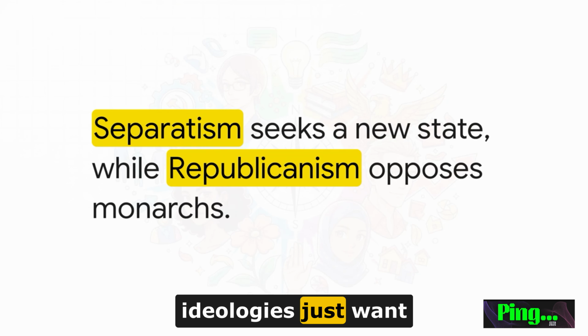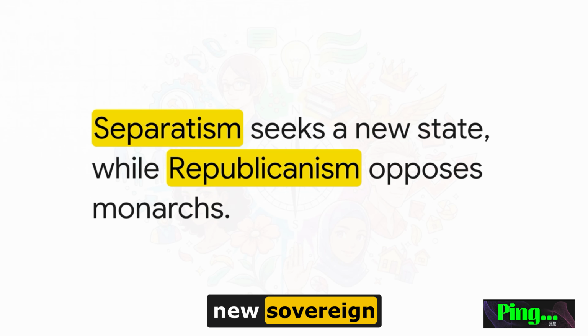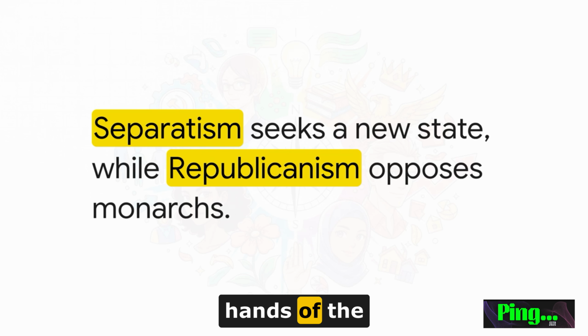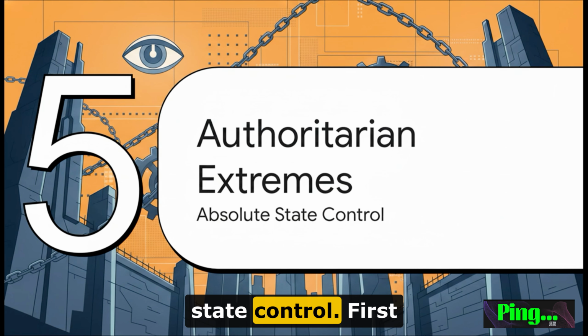Some ideologies just want to break things apart, though. Separatism aims to carve out a brand new sovereign nation right from an existing one. Meanwhile, republicanism specifically targets the crown, demanding an end to hereditary monarchs so that political power stays firmly in the hands of the citizens. And that brings us to our final group, Section 5, the authoritarian extremes, absolute state control.